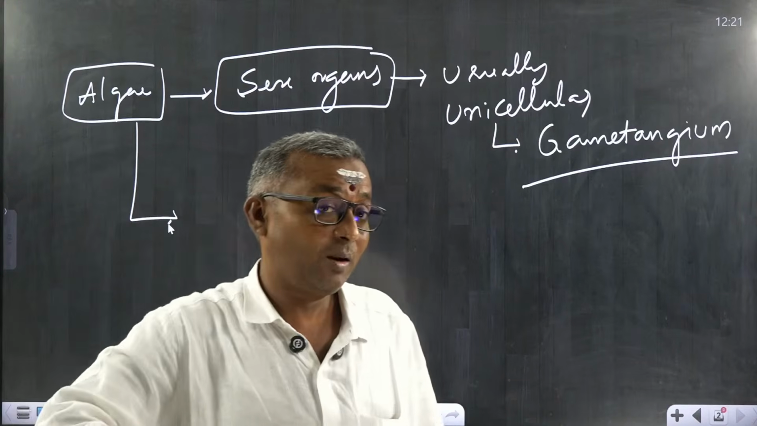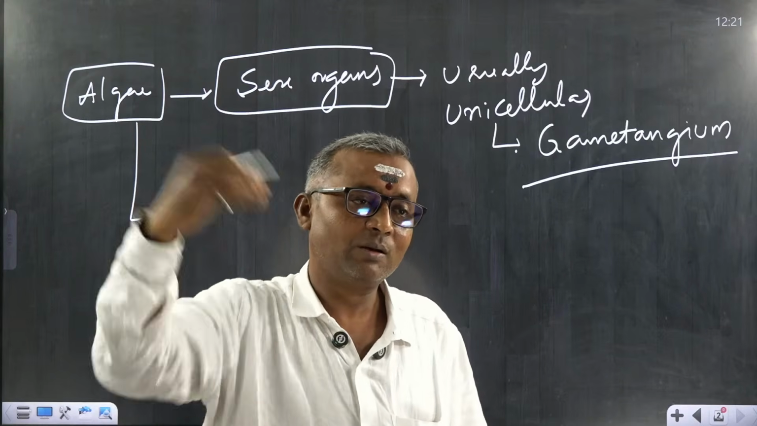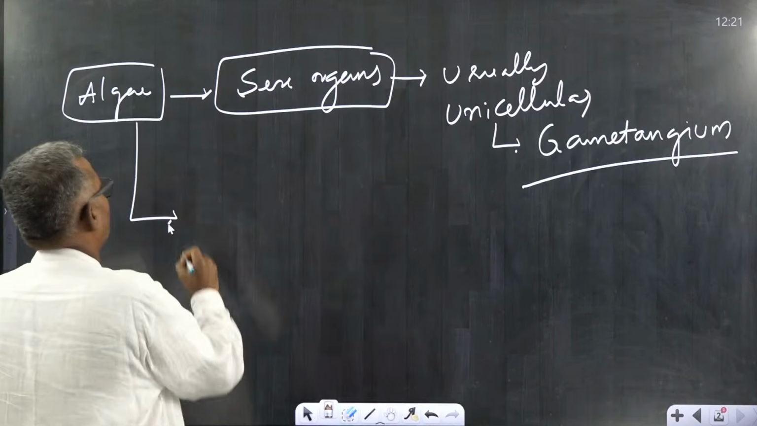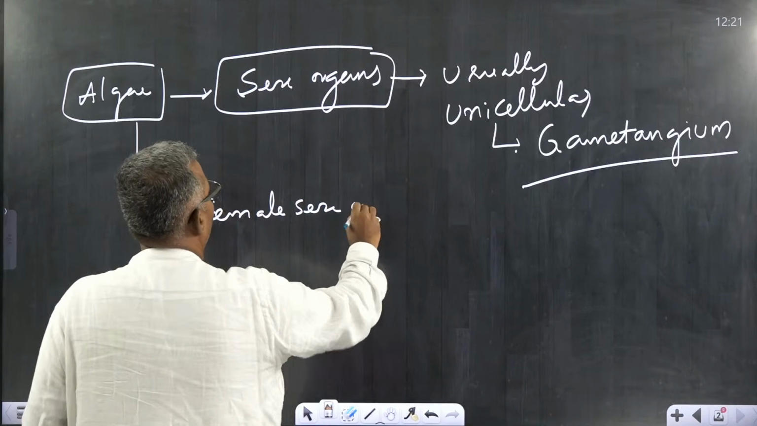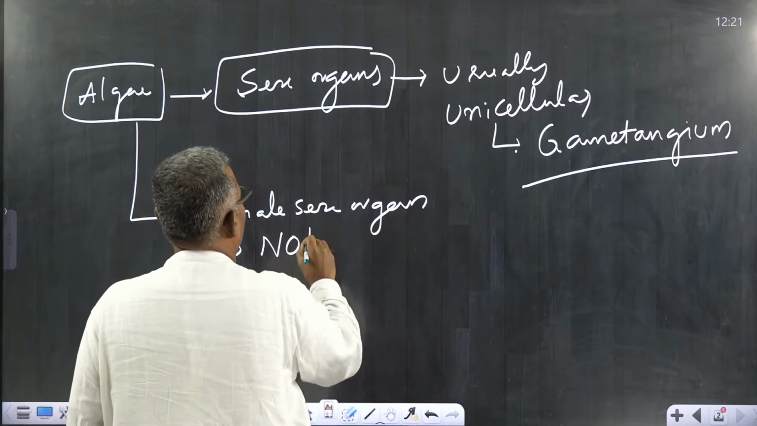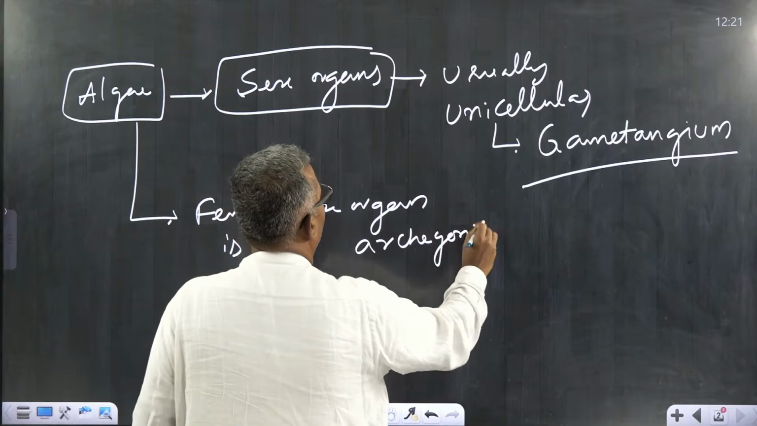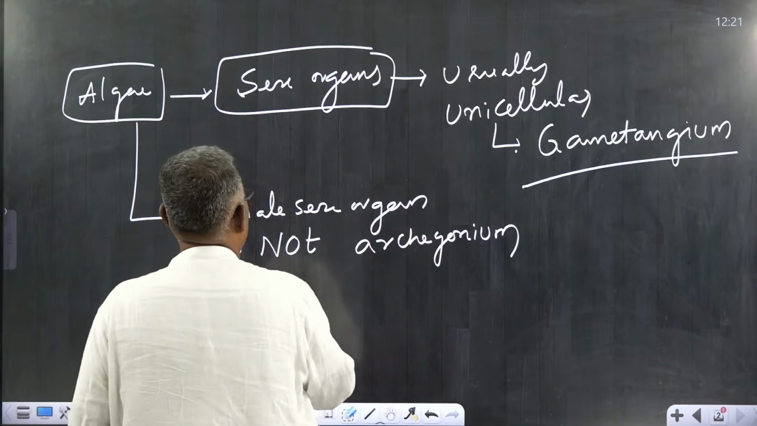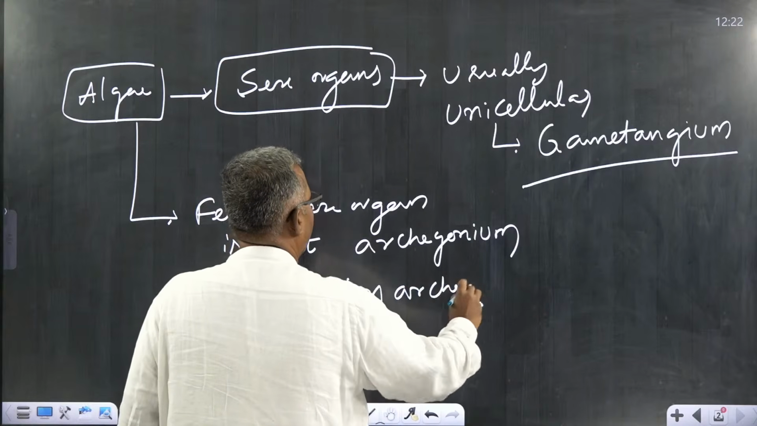I am not saying that they are absent in all. There are some exceptions. You are going to know those exceptions in our regular schedule, like in our offline classes. But here, the female sex organ is not archegonium. That's why you can call them non-archegoniates.